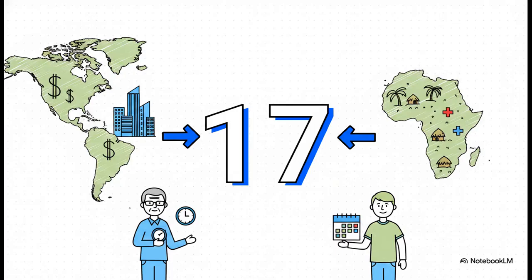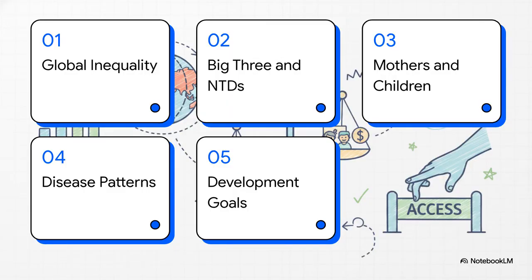Let's kick things off with a staggering number: 17 years. That is the gap in life expectancy between someone living in a high-income country versus a low-income country. Just think about that for a second. That's 17 years of stolen time, based purely on geography and the underlying economic realities of where you happen to be born. To understand how we get there, here's our roadmap for today.